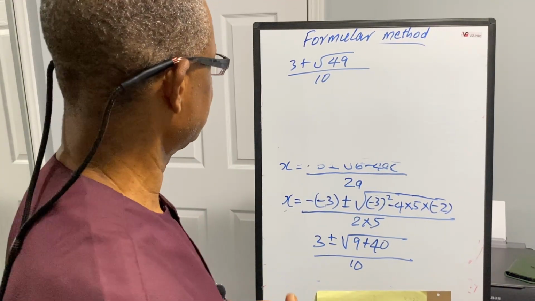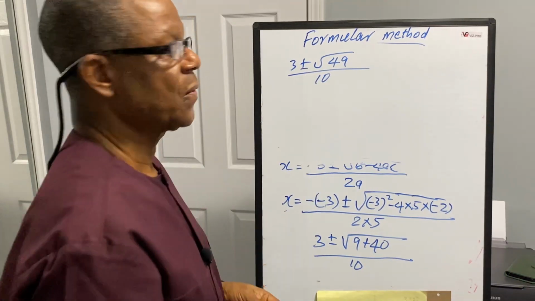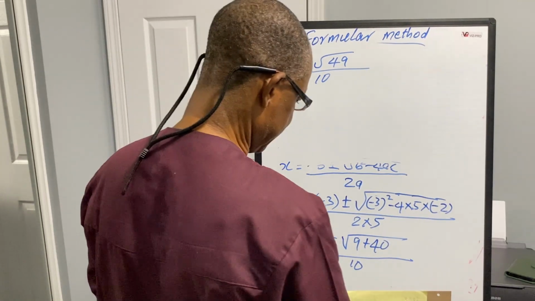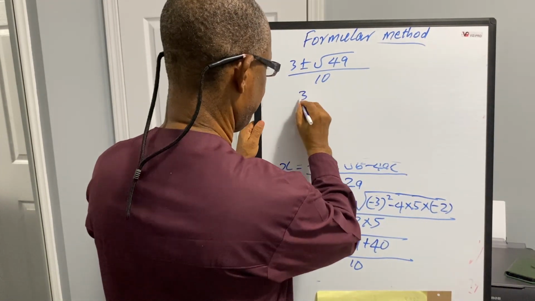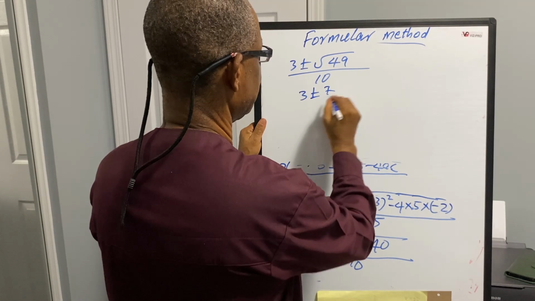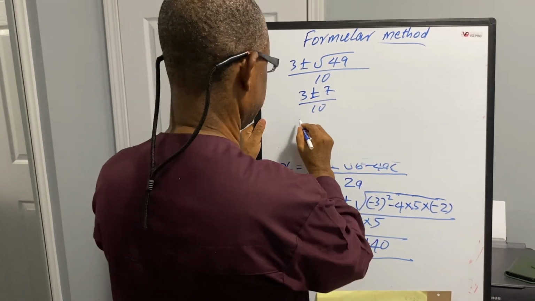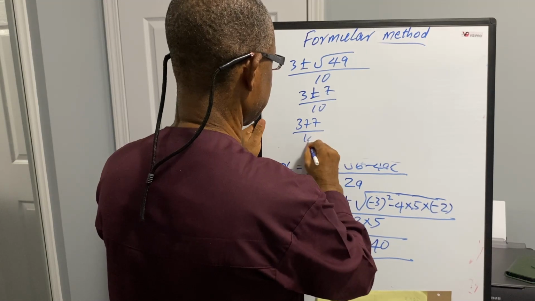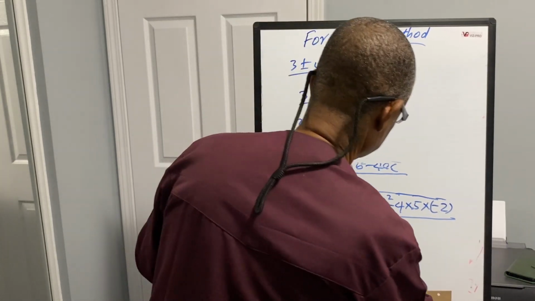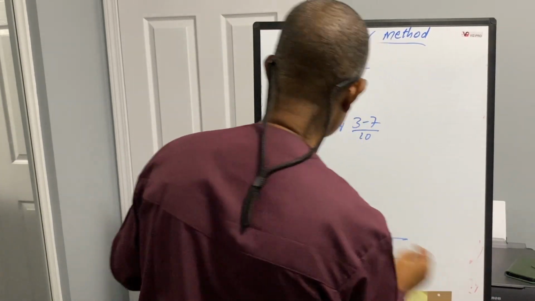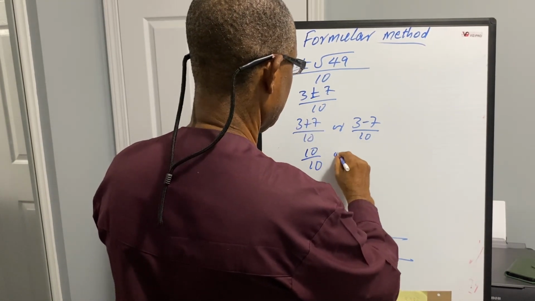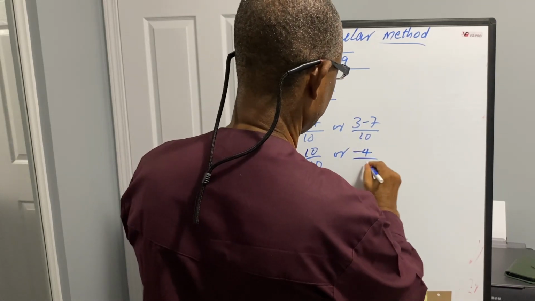Now we continue here. Remember that this is plus and minus. We now separate that plus and minus sign. We now have 3 plus or minus the square root of 49, you know, is 7, over 10. Then the separation: 3 plus 7 over 10 or 3 minus 7 over 10. 3 plus 7 will give us 10 over 10, or 3 minus 7 is minus 4 over 10.